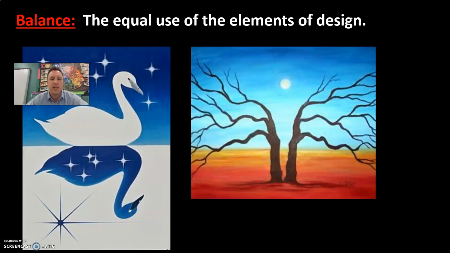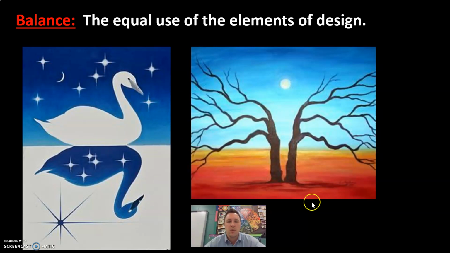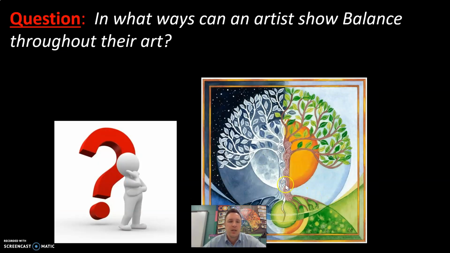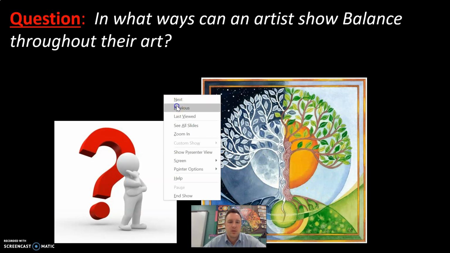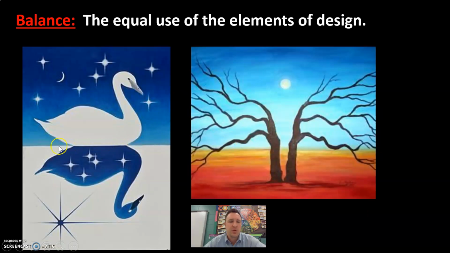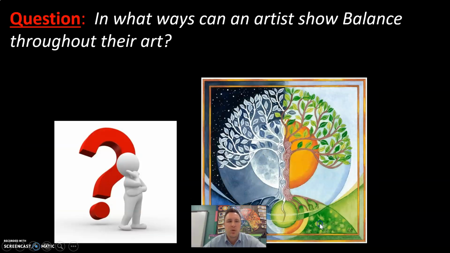Balance is the equal use of the elements of design. So basically, you want your artwork to represent a thoughtfulness throughout the entire composition. You want every image, every subject, every space of your composition to be well thought out and planned so that everything is used equally and everything serves a purpose. Again, my slide jumped. Both of these show actual symmetry, actual physical balance, but balance goes beyond that. Just basically want to plan your entire artwork accordingly.